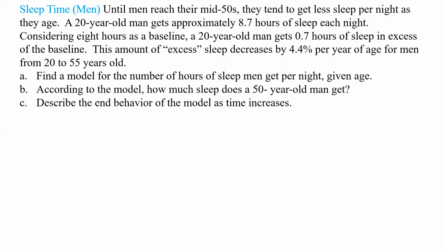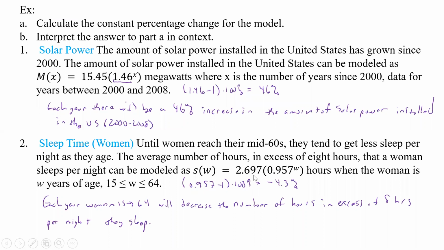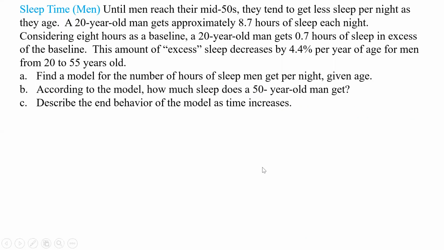Until they reach their mid-50s, men tend to get less sleep per night as they age. A 20-year-old man gets approximately 8.7 hours of sleep each night. Considering 8 hours as a baseline, the 20-year-old man gets 0.7 hours of sleep in excess of the baseline. So basically, whereas the woman got 10.697, men are going to get only 8.7.